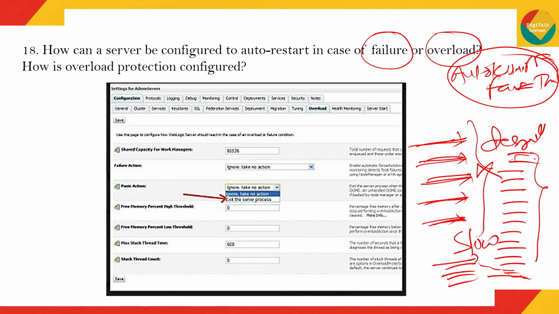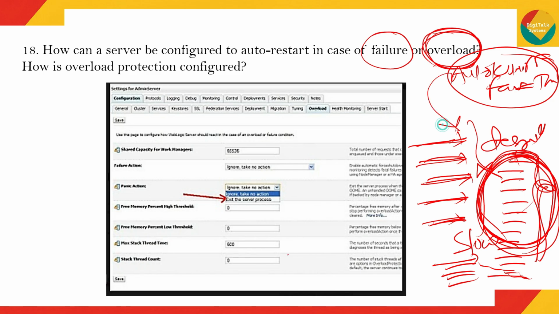Right. So in this situation, we can have a feature where we can kill this particular server. If the load is very high and this server is not responding, there is no meaning of running this server, right? We need to restart it immediately. So if your server is overloaded, then we have a feature where we can kill this server, and as soon as you kill this server, your node manager will auto restart it. Correct? So this feature we have in WebLogic.